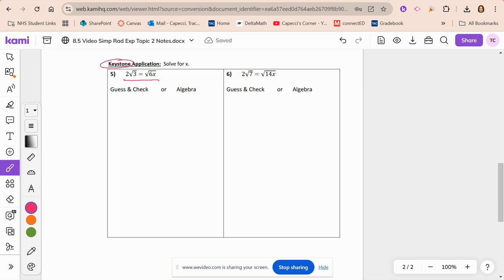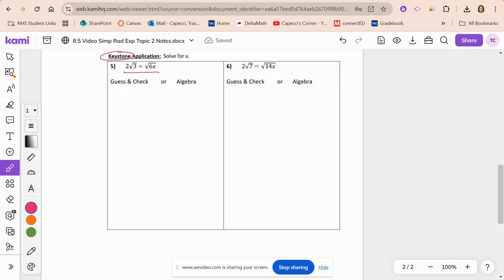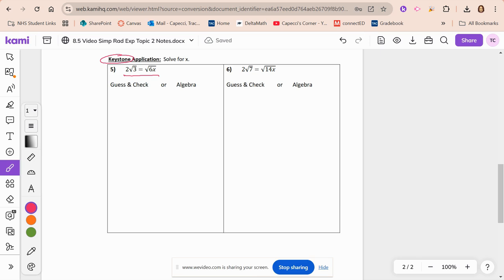So I need to know how to simplify radicals to do that, or I need to at least understand how square roots work. So there's 2 ways we can do this. We could just do a guess and check, or we can solve it algebraically. So we're going to try 2 different examples of this. So let's do it algebraically first. So I have 2 root 3 is equal to the square root of 6x.